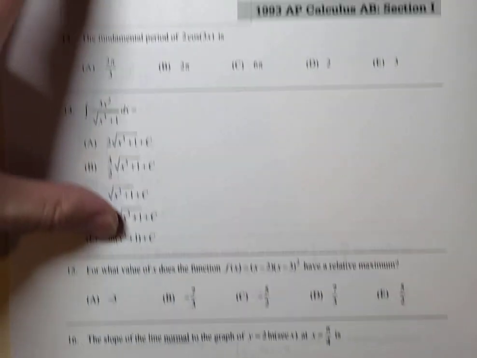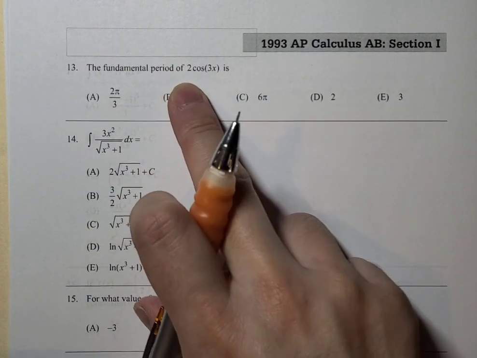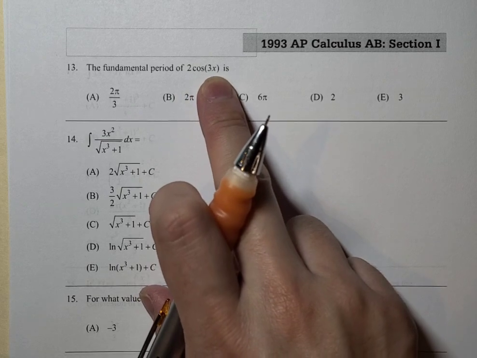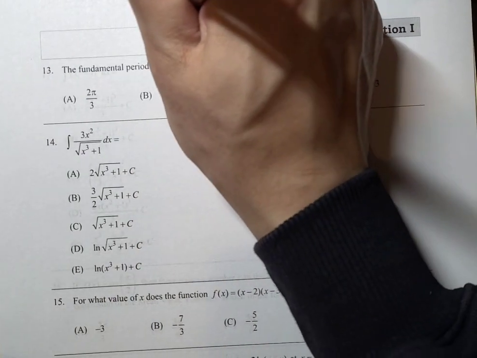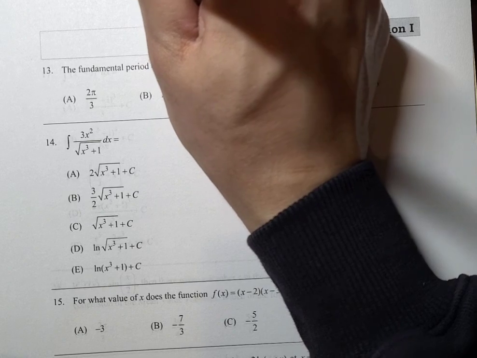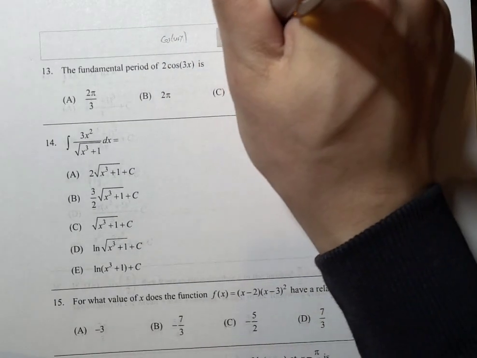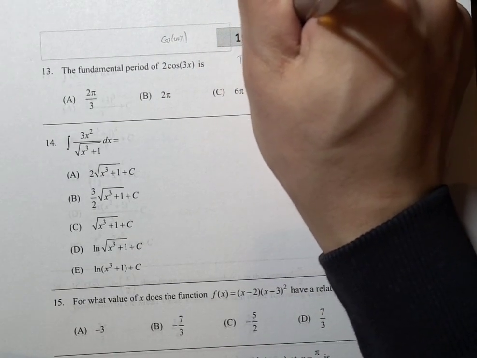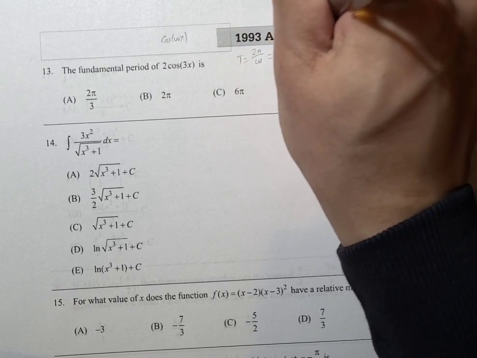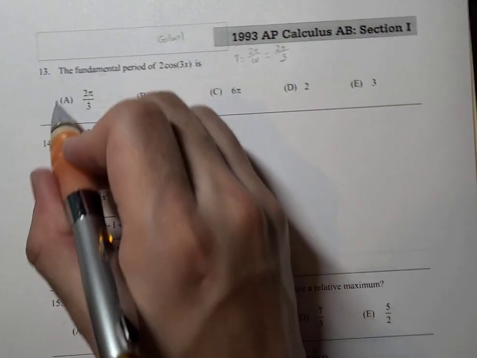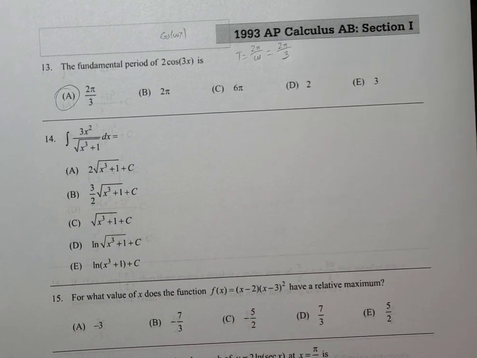I'm trying to organize my papers over here. Okay. Fundamental period of 2 cosine 3x is, well, remember, if we have cosine of omega x, the period T is 2 pi over omega. So it's just 2 pi over 3 in this problem. 13's A, as simple as that.